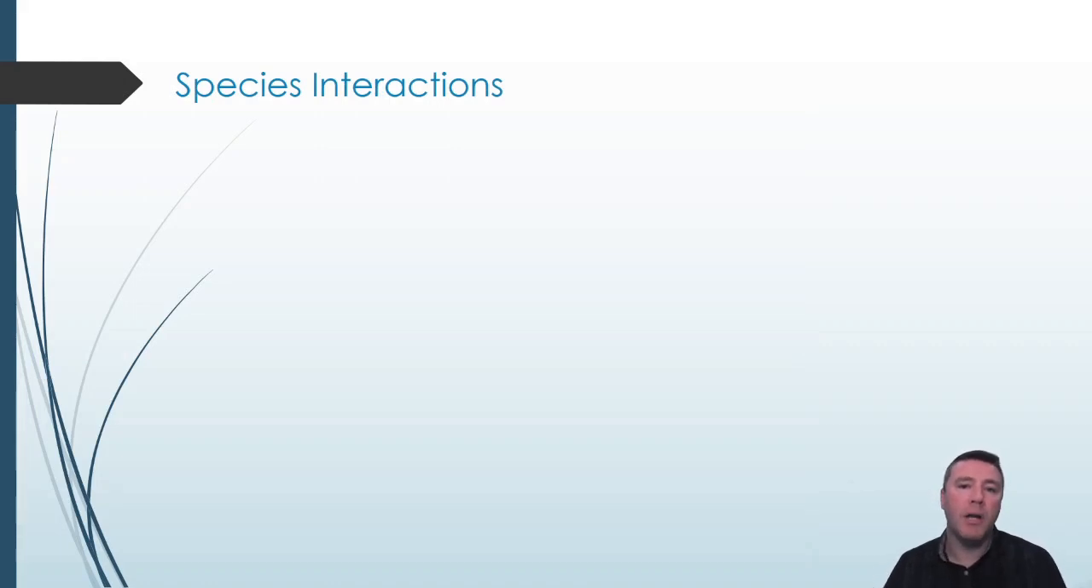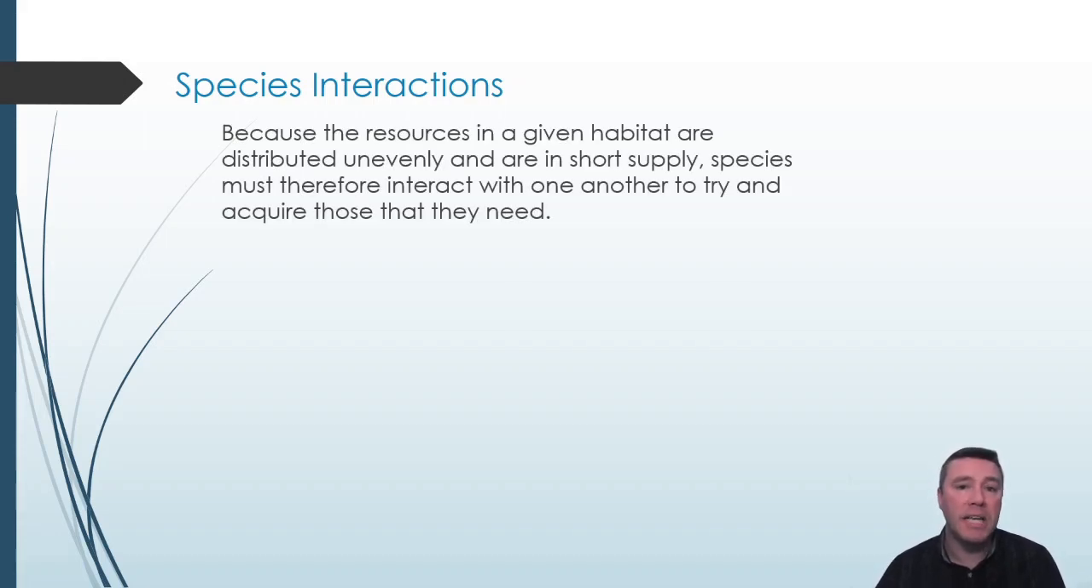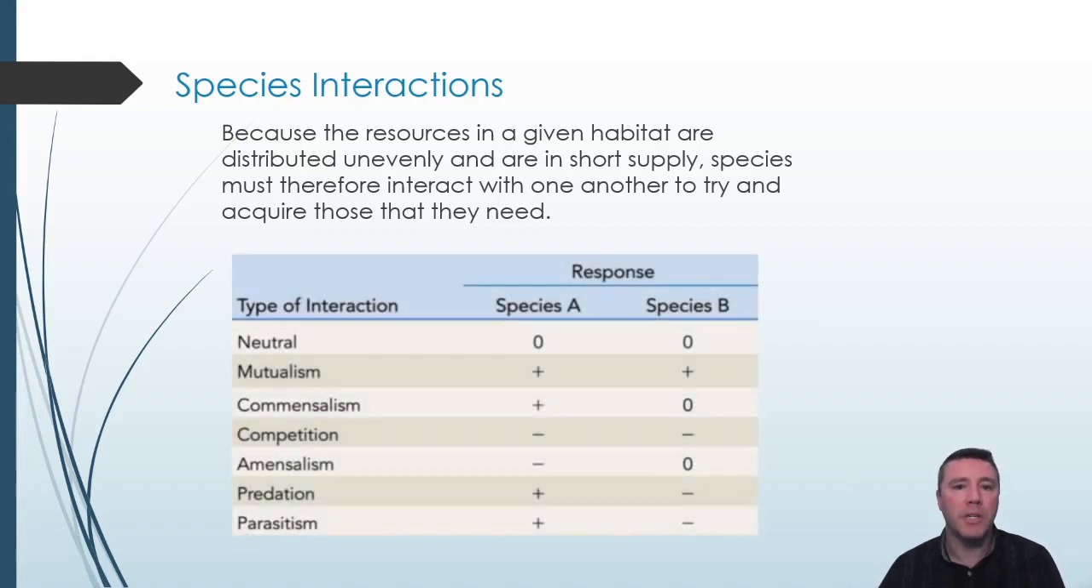In any biome on land or in water, because the necessary resources for survival are finite and distributed unevenly, species are forced to interact with one another to acquire what they need. Let's review some common species interactions. The first one on this list, neutralism, is one that many ecologists debate the true existence of. In neutralism, species A and species B exist in the same habitat, yet have absolutely no effect on one another.